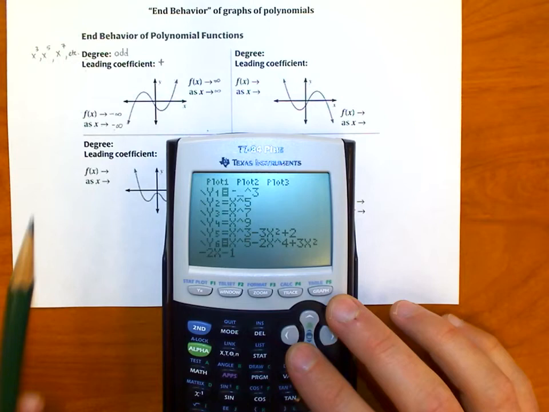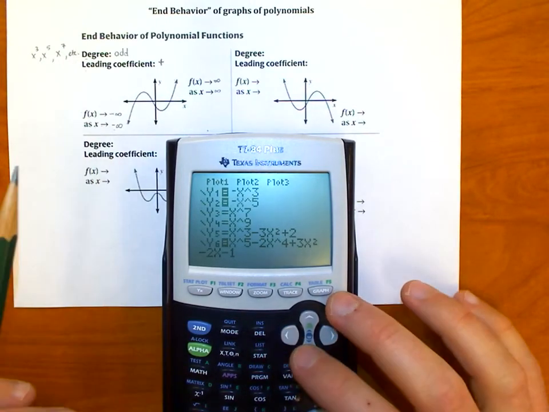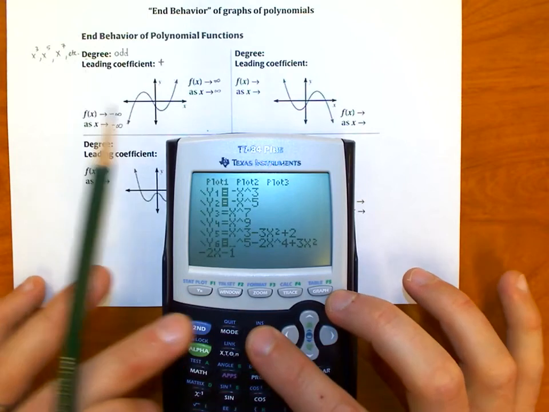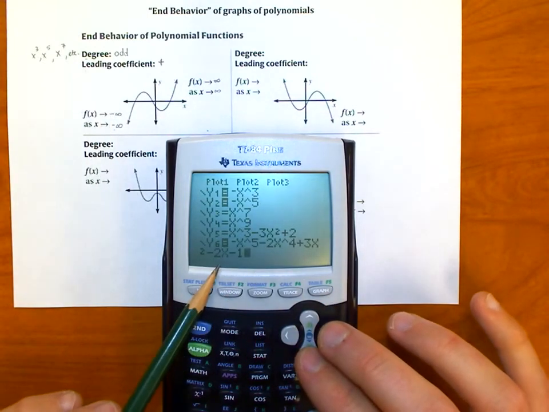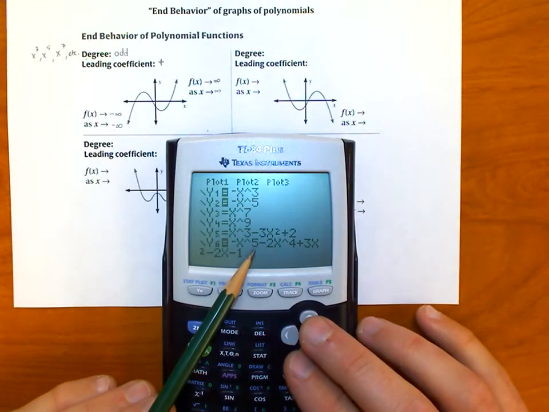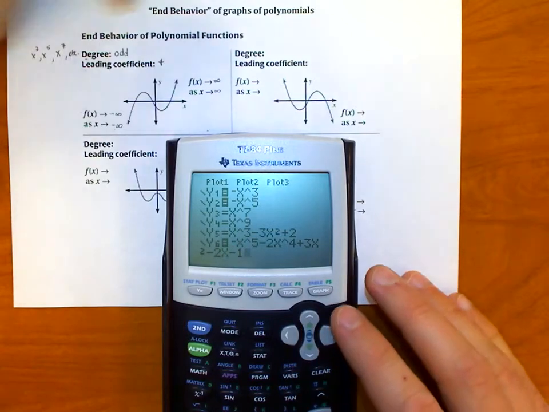So what I want to do real quick, just to finish this off, is change this. Let's insert some negative signs. What if it's negative x cubed? What if it's negative x to the fifth? What if it's negative x to the fifth minus 2x to the fourth plus 3x squared minus 2x minus 1? The only thing I've changed is I made the leading coefficient, the thing in front of the highest power of x, negative now, okay?